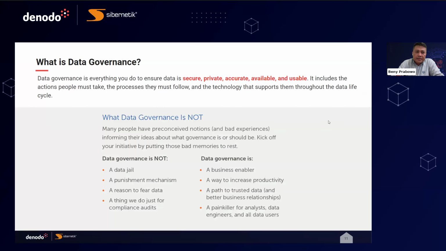So what exactly is data governance? In simple terms, it's everything we do to ensure our data is secure, private, accurate, available, and usable. So it's not just about technology. It's also about the people, the process, and the policies that guide how data is handled throughout its entire life cycle.